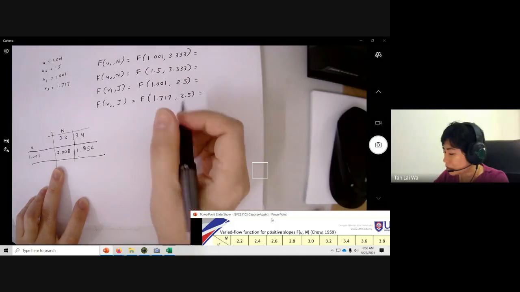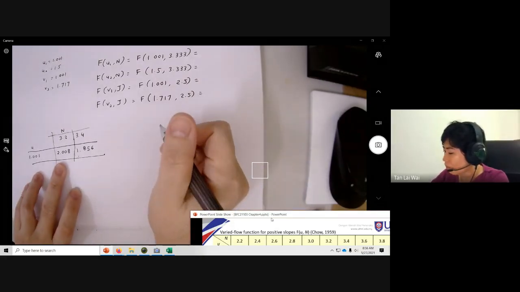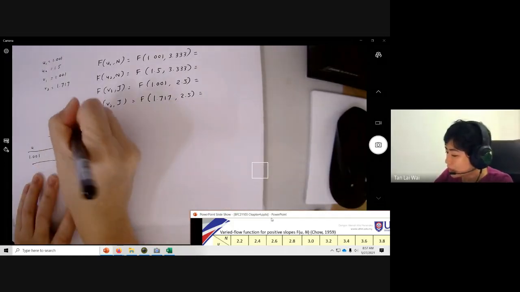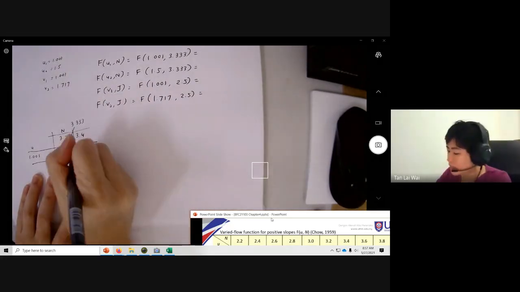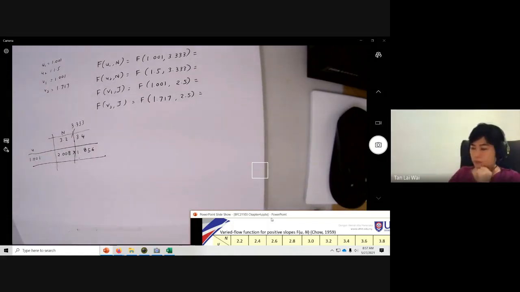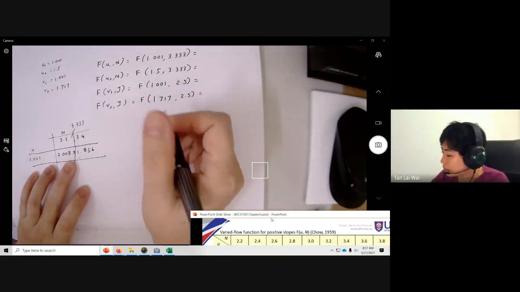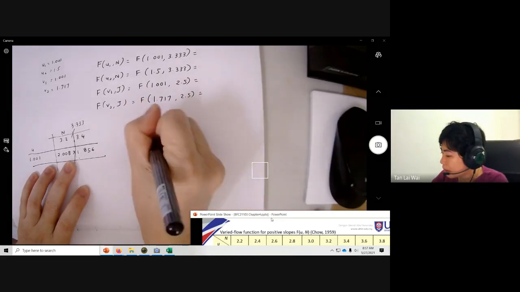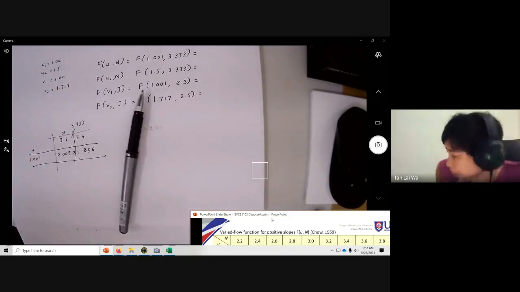Let's put it here. Here is 3.333. This is our x. I'll put it here, this is the x value. So I said x minus 2.00. Oh, I'm running out of ink. Just a second.